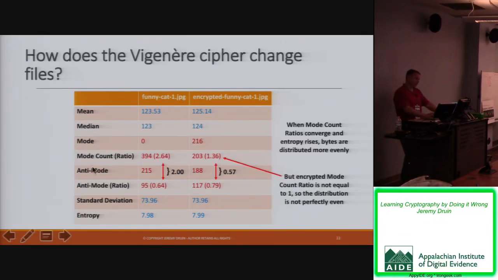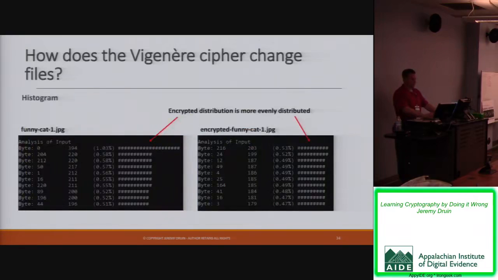The little red arrows indicate that there's a distance between the mode and the anti-mode. So in the unencrypted picture, there was about 400 zeros, and there was about 95 of the least popular character, which was 215. In the encrypted file, there was 203 of the most popular character and 117 of the least popular character. So the mode and the anti-mode are coming together. So not only is Vigenère flattening out the distribution, it's also raising up the least popular characters. It's also putting some other characters into their buckets and smoothing everything out. And in fact, that's what we see in the actual histogram.